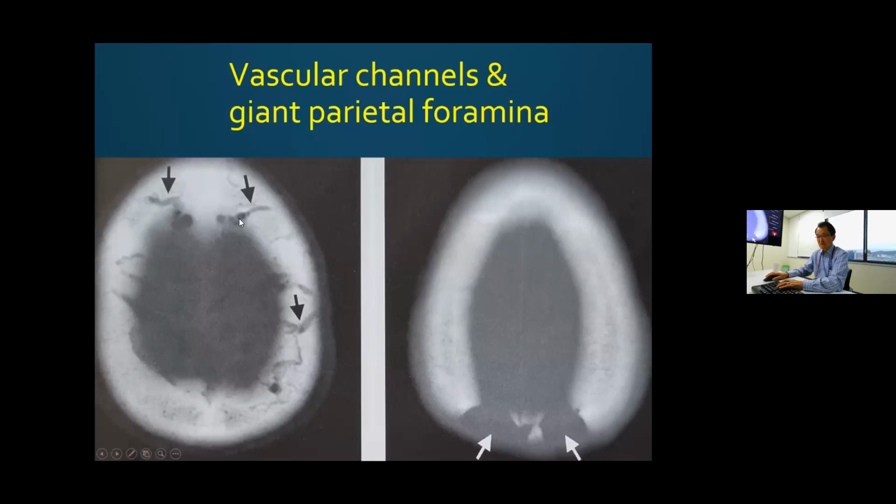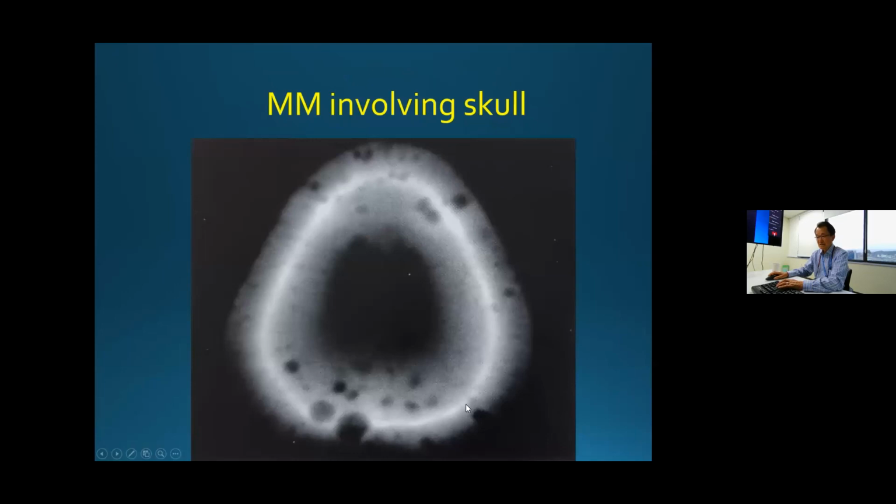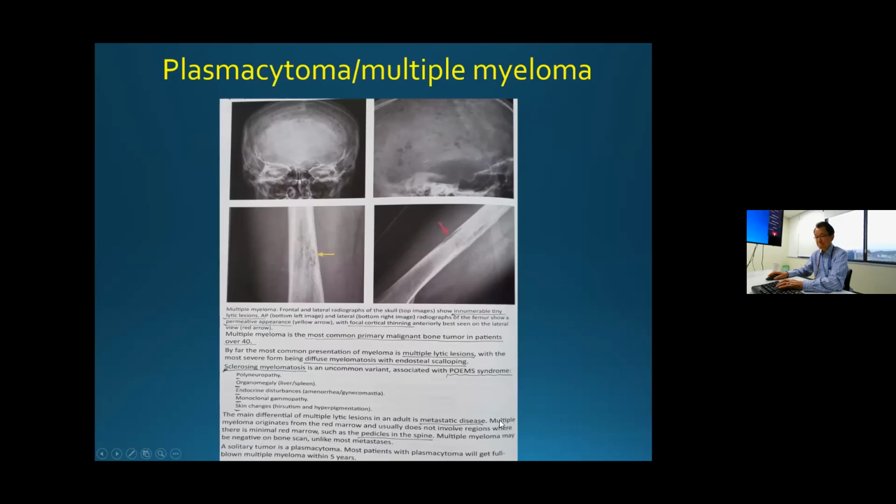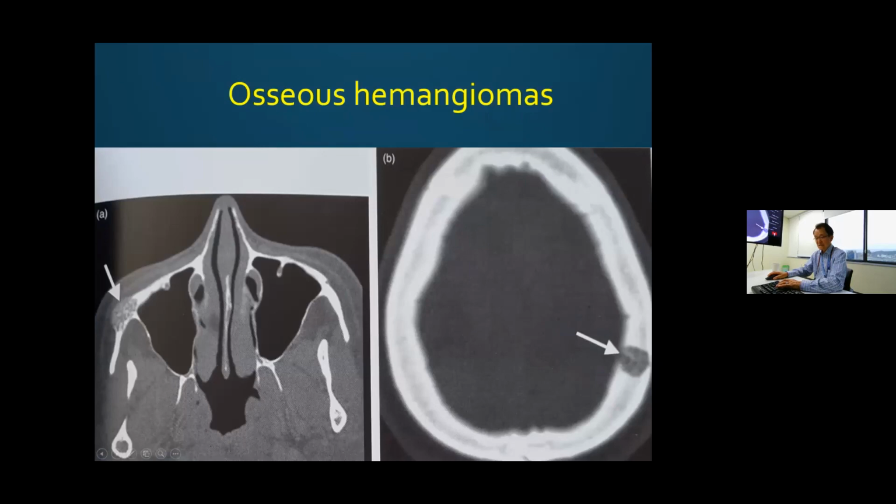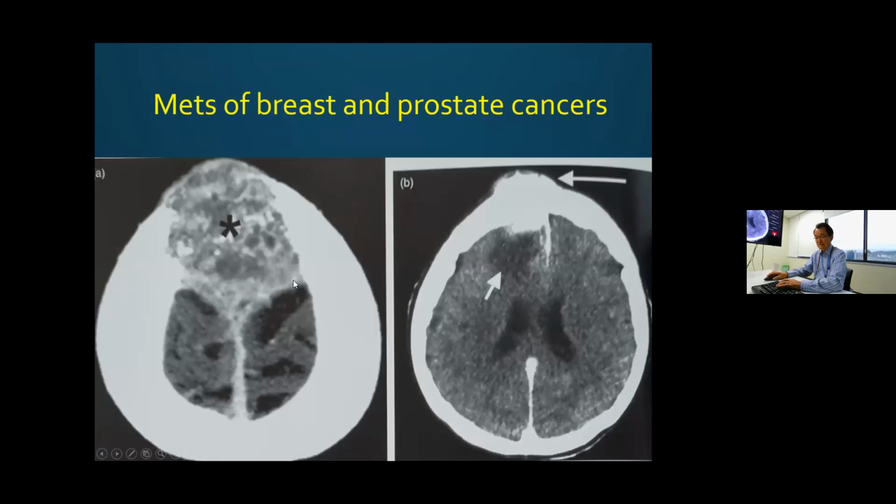So you can see a vascular channel in the skull, a foramen here. And it's an unusually giant parietal foramen as a normal variation. Multiple myeloma shows like this, or metastasis. Plasmacytoma is a single lesion. If it's multiple lesions, it's called multiple myeloma. It's all low density. And hemangioma is a well-defined low density lesion, here in every place. Breast cancer metastasizes to the skull in 30%. Lung cancer metastasizes to the skull in 10%, but goes to the brain in 30%.